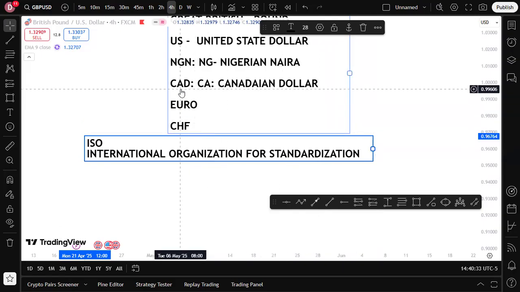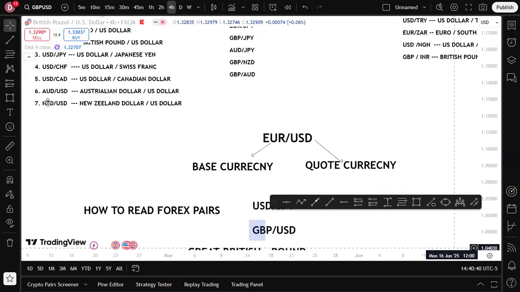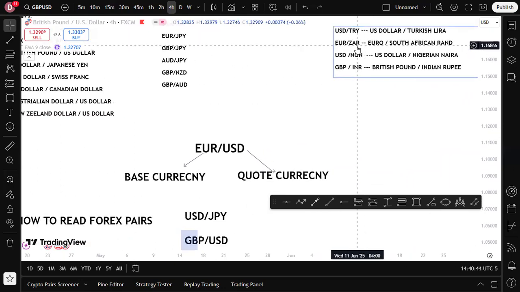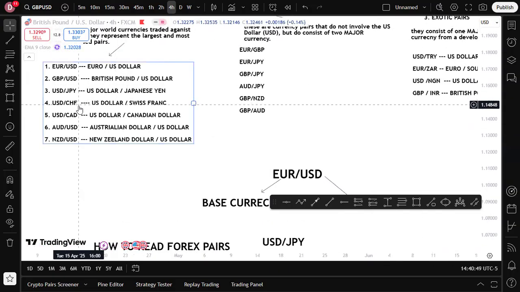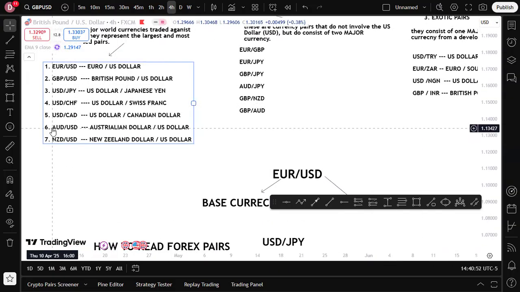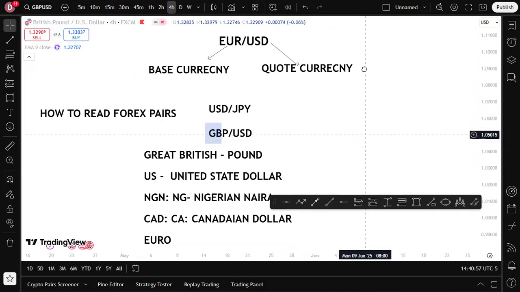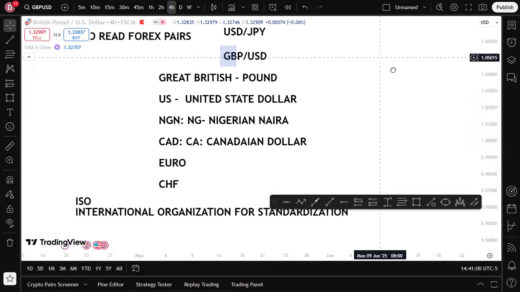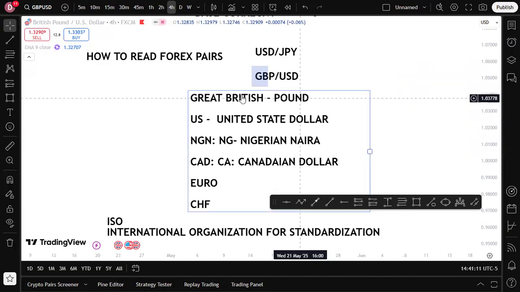So for example, the CAD, the Euro, the CHF, the NGN, the US dollar, the Great British Pounds, the Japanese yen, the Australian dollar, the Indian rupees, the South African rand, the Turkish lira. So all this ISO, that is International Organization for Standardization, they are the ones who are responsible for creating this standardized code, such as the three-letter codes, which are used to represent currencies globally, right?